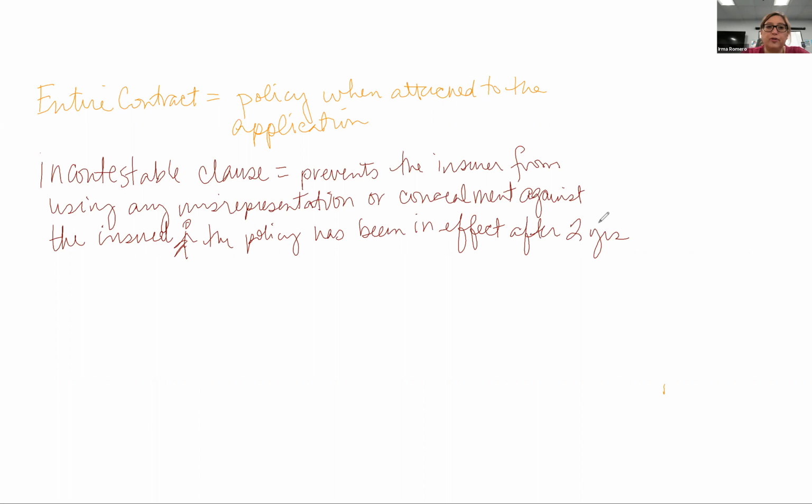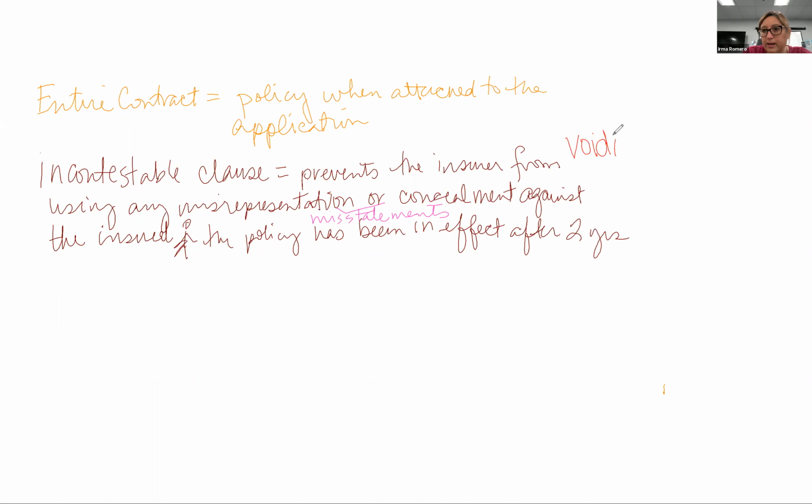It prevents the insurer from, I mixed it up with 2 definitions, but it's the same because there are 2 different ways that you're going to see this on your exam. So this is 1: prevents the insurer from using any misrepresentation or concealment. You might see this as misstatements on your exam, against the insured after the policy has been in effect after 2 years. Another way to say the same definition, let's use red on this one: the incontestable clause prevents the insurer from voiding, there's the V, right?